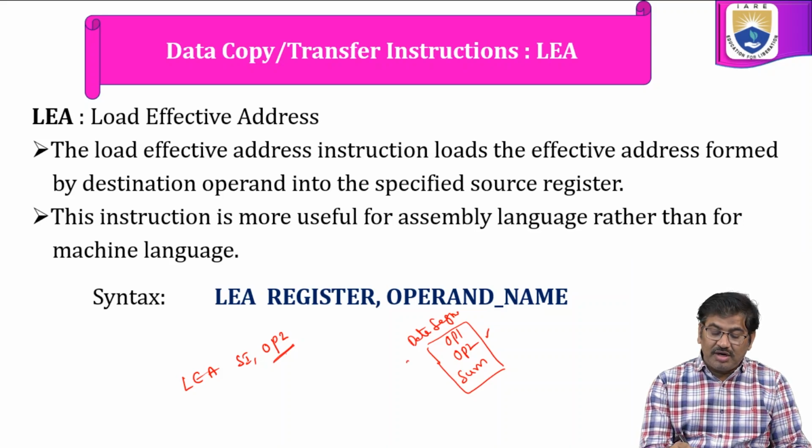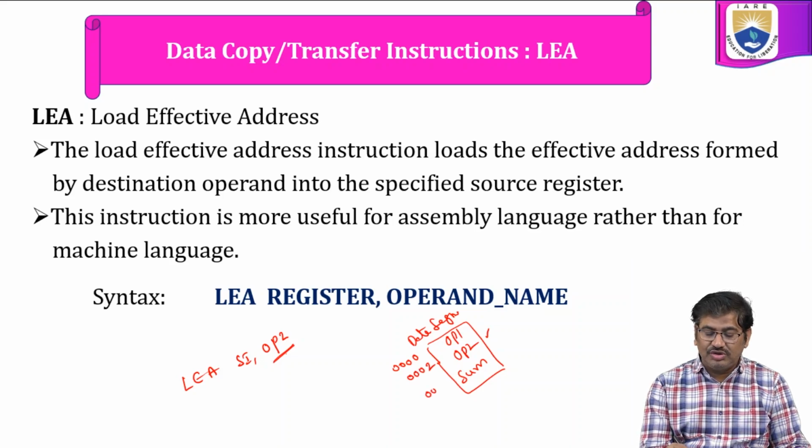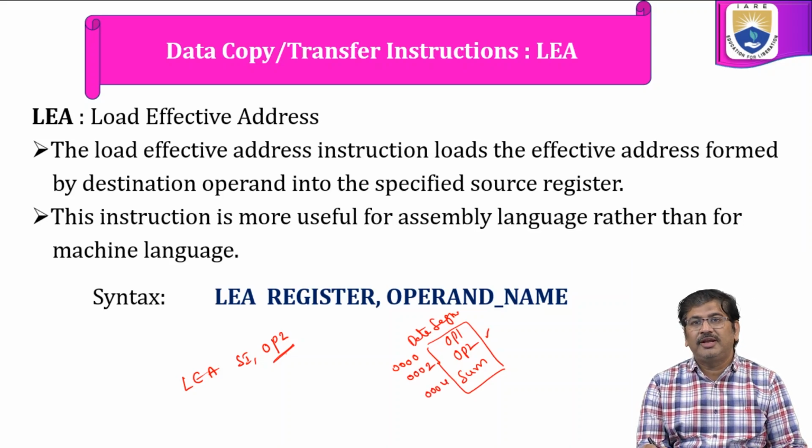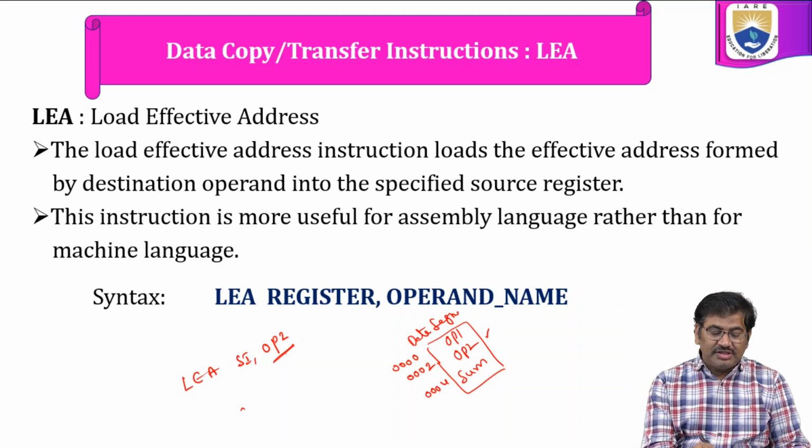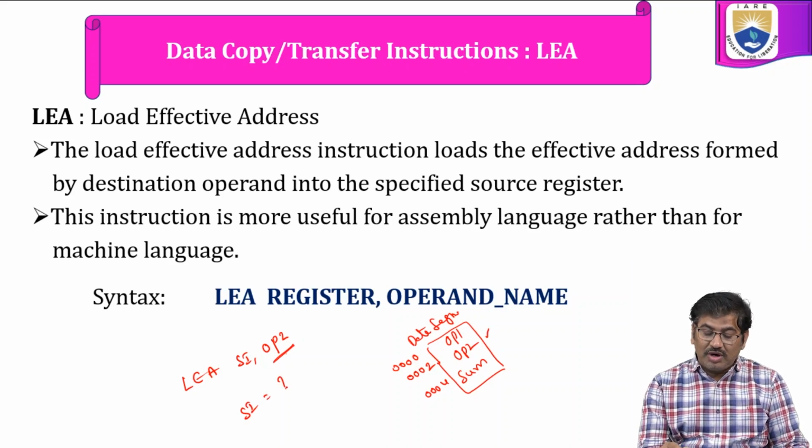Assume the default address is 0000 for operand 1, 0002 for operand 2, 0004 for sum. I am taking each and every data as 16-bit size. So after executing this instruction, what could be your SI value? For operand 2, what is the address we are having? 0002, the starting address, 0002.